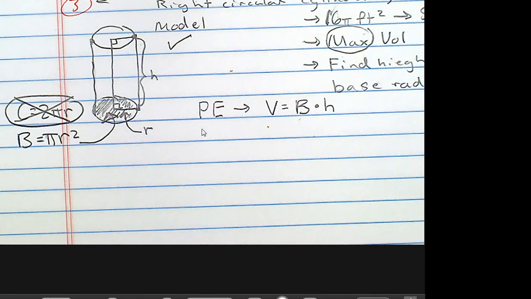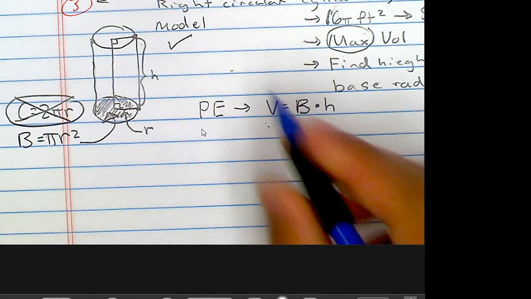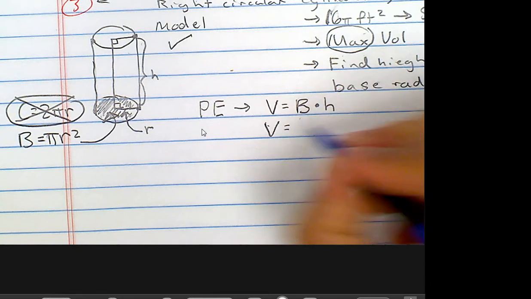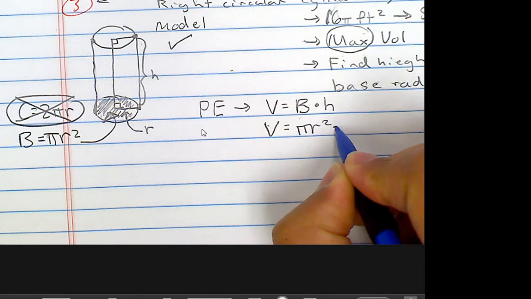Oh, where's my pencil going? Come on, pencil. All right. Got to reload. Misfire. All right. So our base is pi r squared times h, right there.